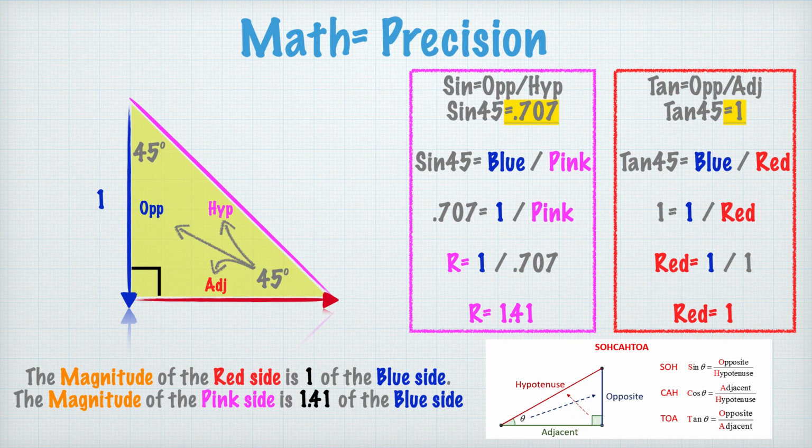And so if you use the sine function to determine that, you can determine that the resultant of the pink side, or the magnitude of that pink vector, is 1.41, which is the same magnitude that we got with our vector analysis, or our eyeballing it. And then same for the red. You run the math on it, and you find out that the red side is equal to the blue side. And as a general rule, knowing those numbers about a 45 degree right triangle would be a very good thing for a rescuer to just memorize.